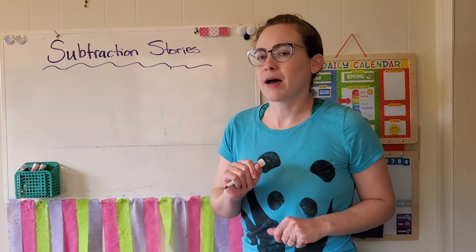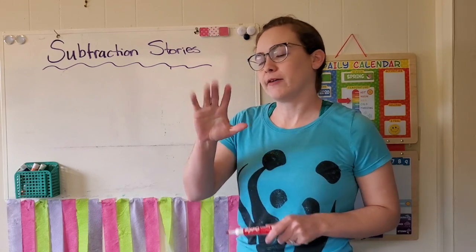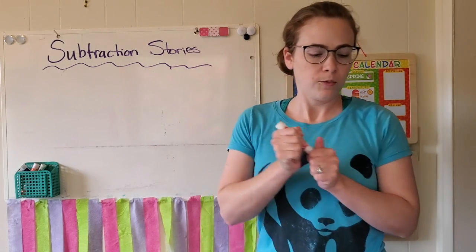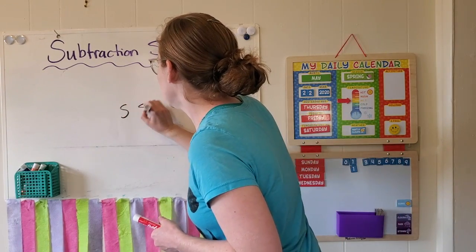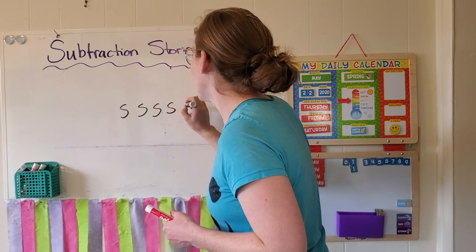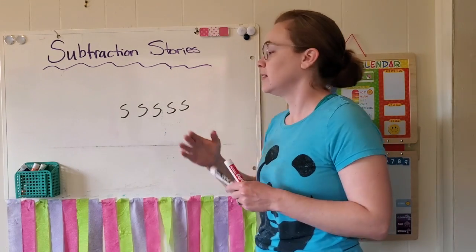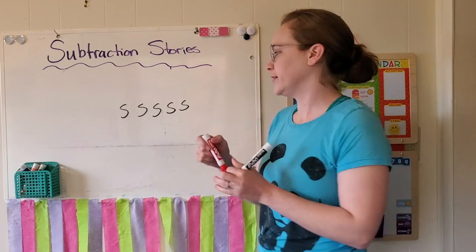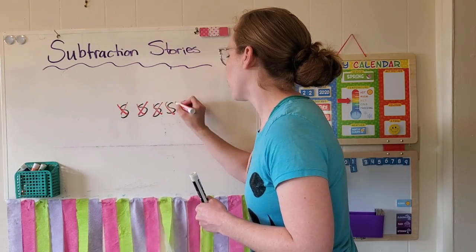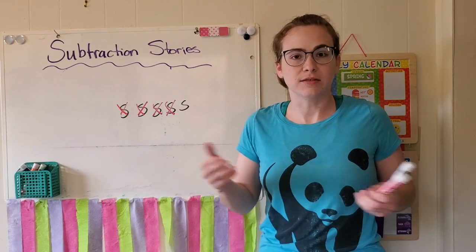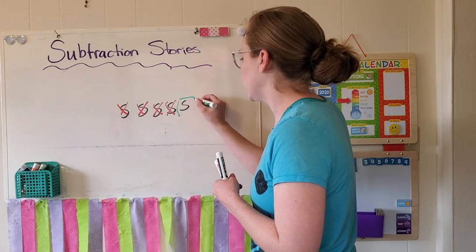All right, listen to my subtraction story. When I made my eggs, I had 5 dishes to clean. Oops, wrong color. I'm going to make my dishes in black. 1, 2, 3, 4, 5. All right, I had 5 dishes. I cleaned 4 of my dishes. 1, 2, 3, 4. How many dishes do I still need to clean? 1. I only have one dish left to clean.